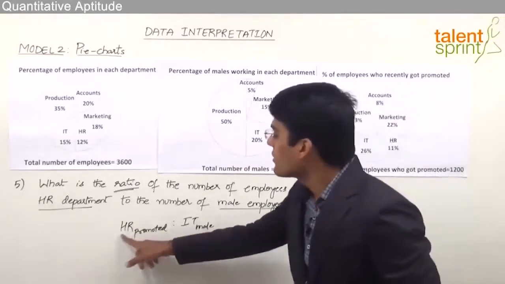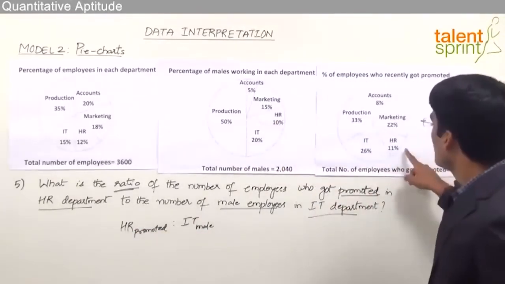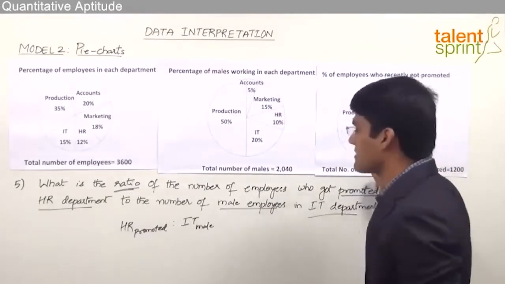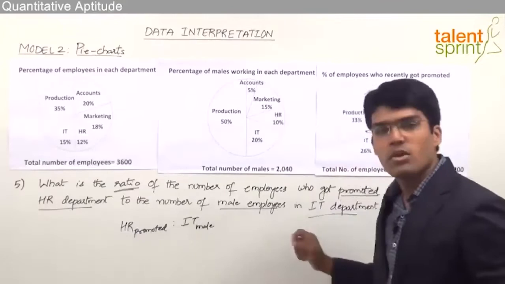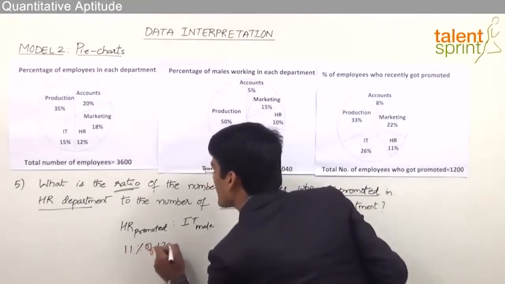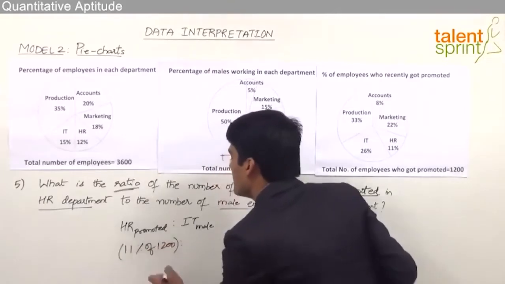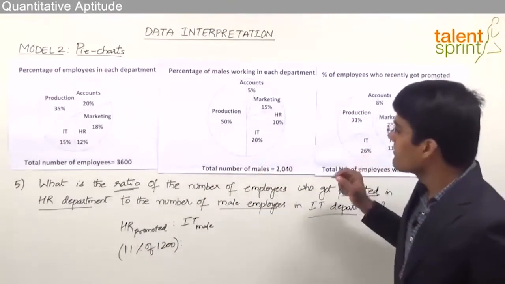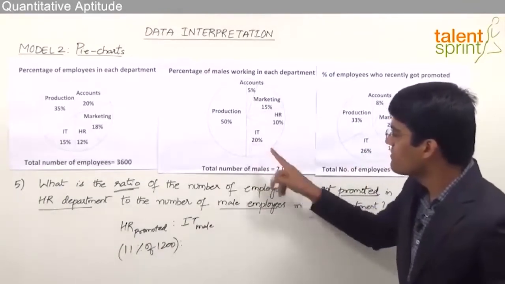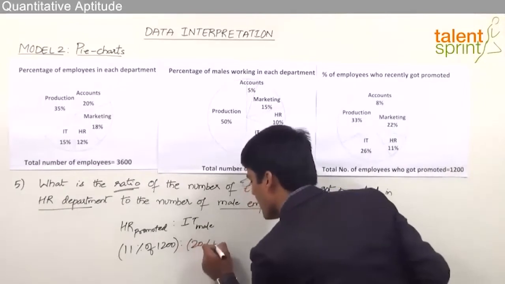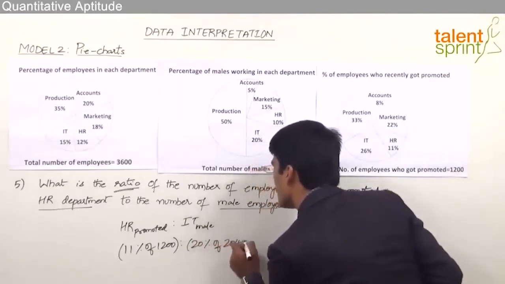Now for HR employees who got promoted, the total number of employees who got promoted is 1200 and HR is 11%. So we can say that the number of employees who got promoted in the HR department is 11% of 1200. This is to the number of male employees in the IT department. From the second pie chart, we know that the number of male employees in the IT department is 20% of 2040.